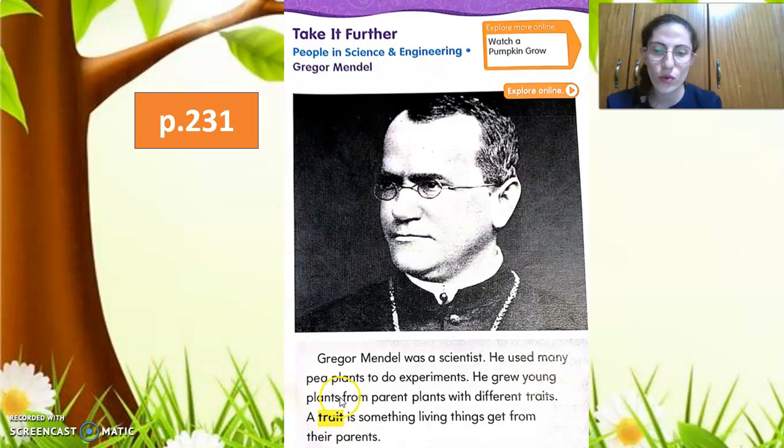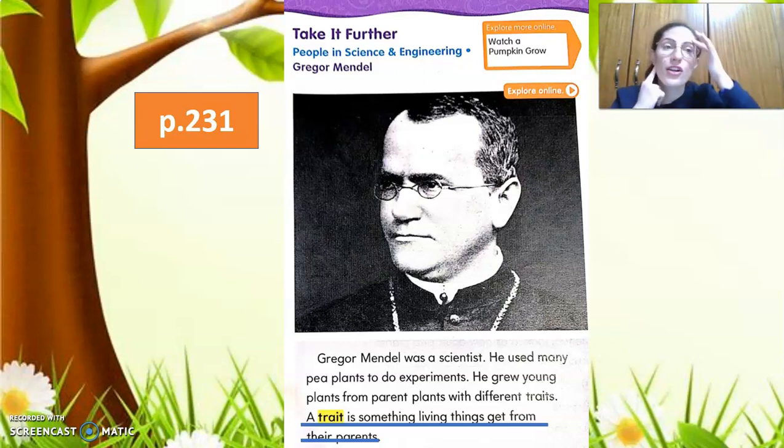I'm gonna reread it one more time before I continue. Gregor Mendel was a scientist. He used many pea plants to do experiments. He grew young plants from parent plants with different traits. A trait is something living things get from their parents. So we underline, a trait is something that living things get from their parents, such as the color of their eyes, color of their hair, color of the skin, their height, whether they are tall or short.